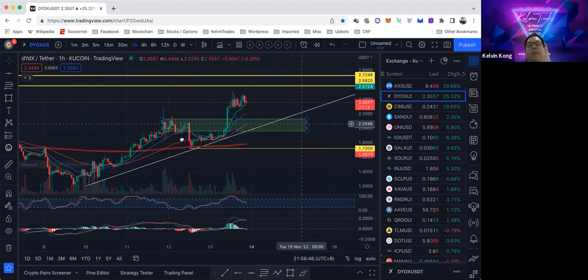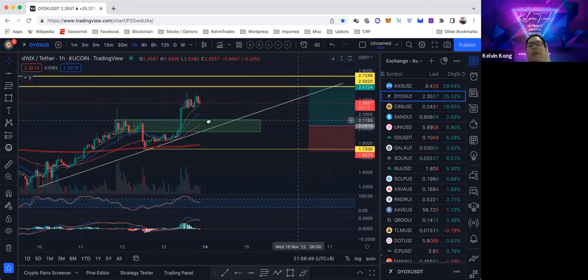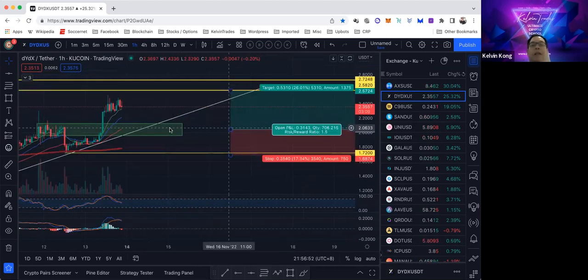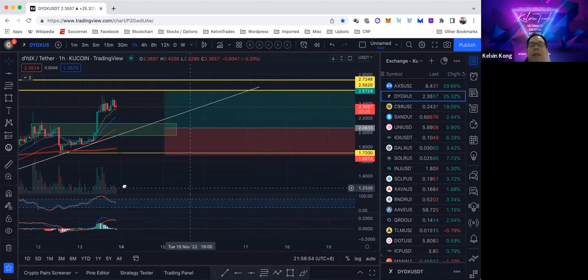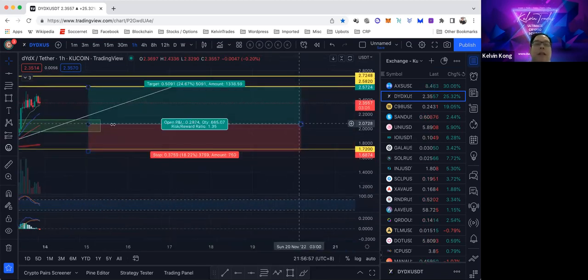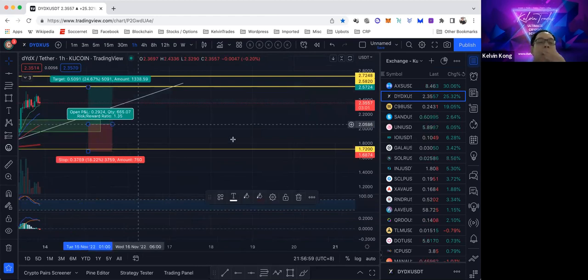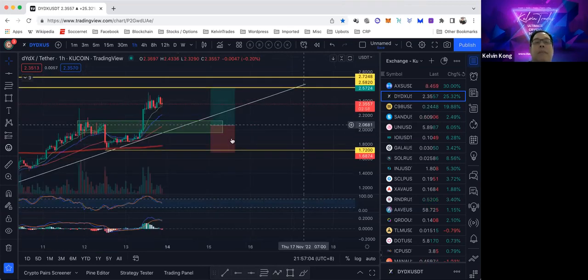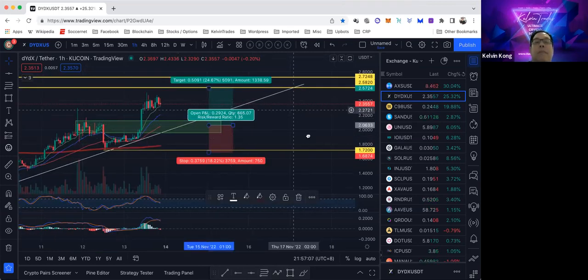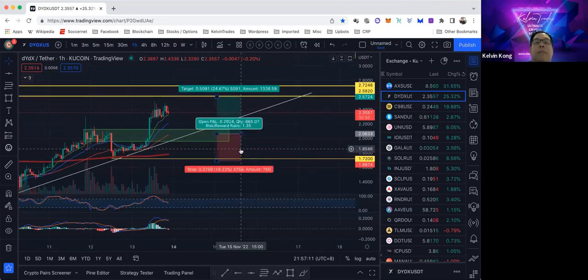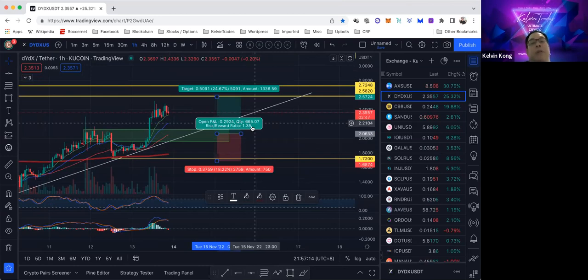So your risk is only... your risk to reward is almost 1.5. Ooh. Okay, but I don't like this. It's an 18% stop loss.